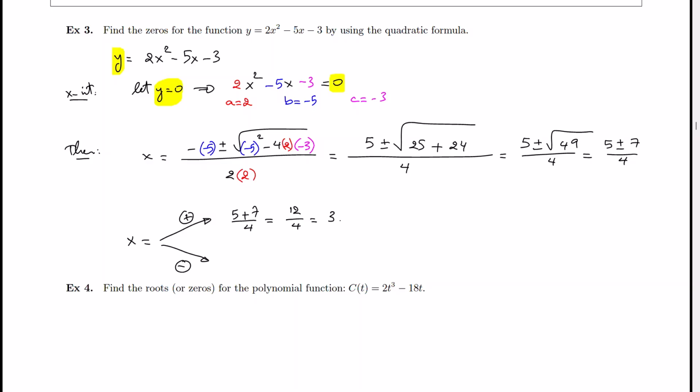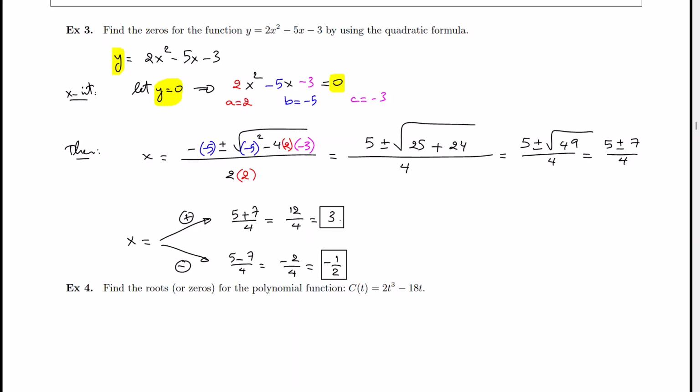It's going to give us 3. And in the other case, we have to subtract 5 minus 7 over 4. That's going to be negative 2 over 4, which is the same thing as negative 1/2. And so these are the x values that we're looking for.